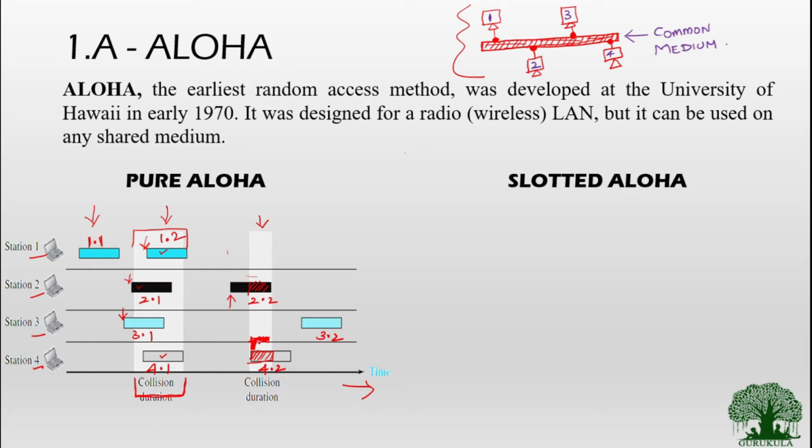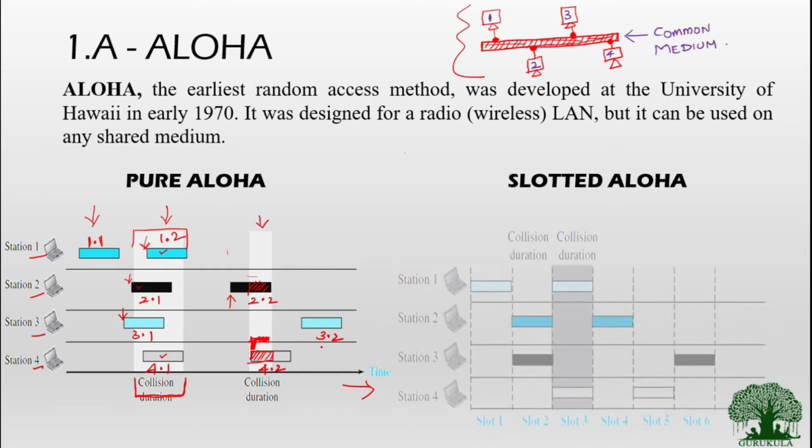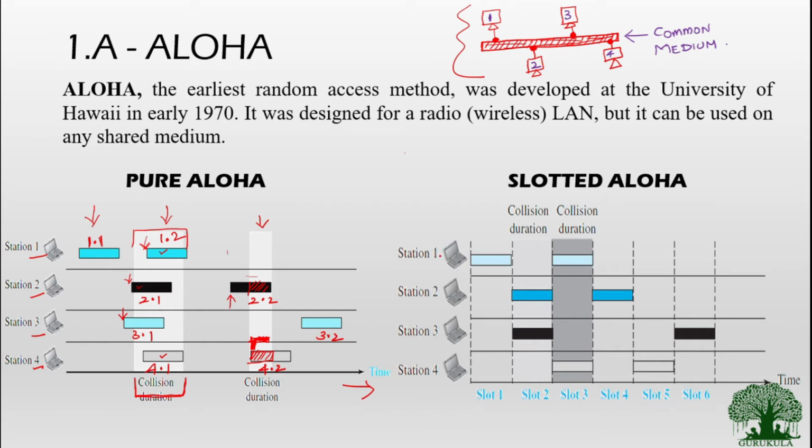Now we will see how slotted ALOHA works on the other side. In order to overcome this problem, we have slotted ALOHA, where a station can start its transmission only during a particular time slot. Even here we have the same setup: station 1, station 2, station 3 and station 4, but this time you can observe that the time is divided into different slots. So we have 6 slots in total. And you can also observe that whenever a station wants to transmit, it cannot transmit at any point in time. It has to wait until the slot starts.